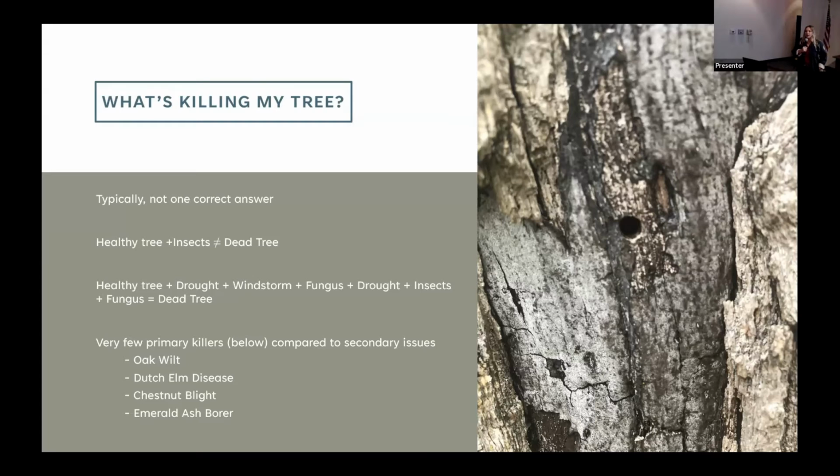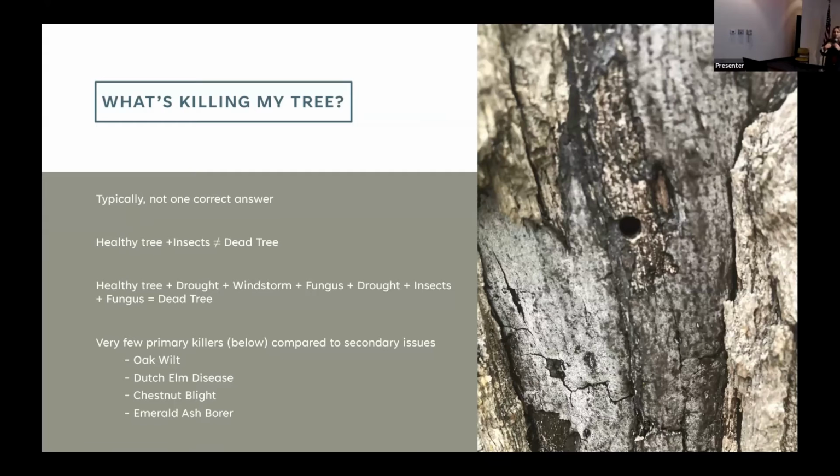And so we break up different pathogens and issues into primary and secondary. Primary issues are things that can kill a tree, and that's the one thing. The most common one that we deal with is oak wilt. And then you've also probably heard about emerald ash borer. That is a wood borer. Currently it's in Northeast Texas, and we monitor for that yearly to see where it's spreading.